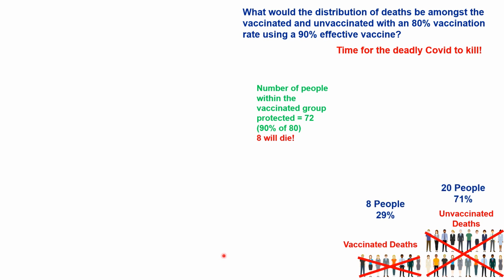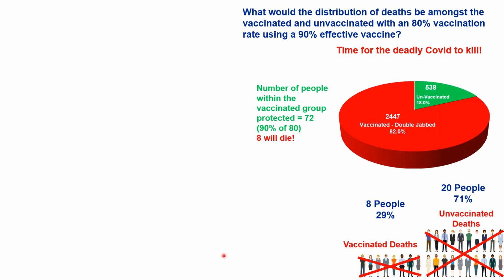Now what does that mean? That means we've got 8 people die in the vaccinated group, which is 29%, and we've got 20 people that die in the unvaccinated group. That's 71%. So when we look at what we're actually getting, we're getting 82% vaccinated double jabs dying. We're getting 29 here, and we're getting 18% unvaccinated when the unvaccinated deaths should be 71. So that statement they said earlier wasn't quite true.